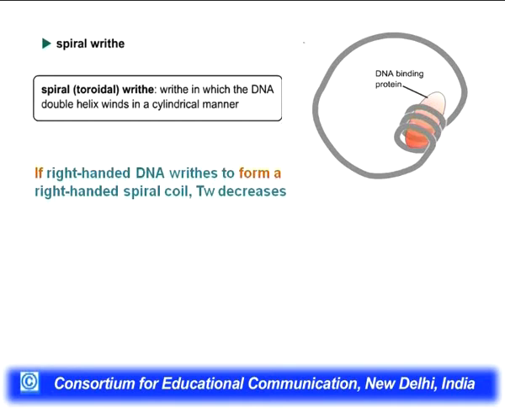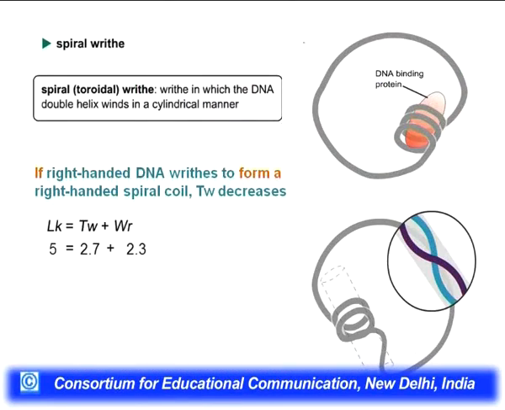But in the case of spiral writhe, when a right-handed DNA writhes to form a right-handed DNA helix, the TW decreases. And I told you that linking number has to remain constant. So linking number has to remain constant, so when TW decreases, WR increases. So for this case, the WR will be given a positive sign. So LK is still 5, but the TW is decreasing, and as I told you again, it can be fractional values. So writhe in this case will be positive. For spiral writhes, it will be opposite of what was in the interwound turn. So WR is greater than 0 for right-handed interwound turns.